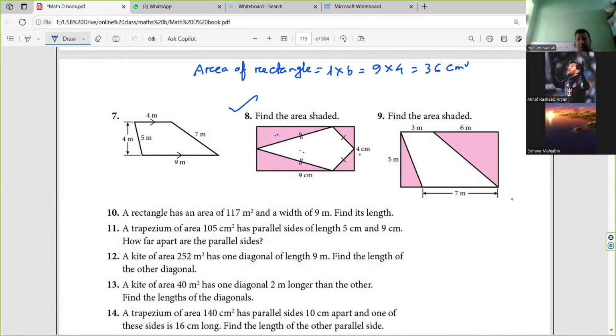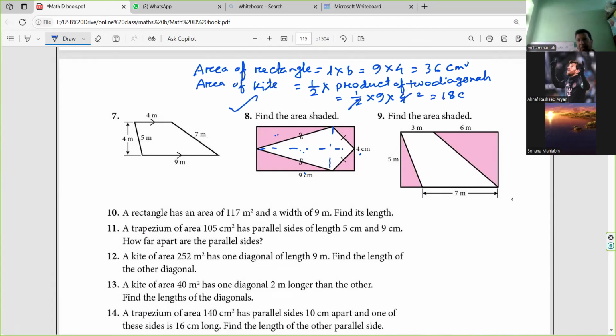And area of kite formula is half into product of two diagonals. So half, one diagonal is 9, it's also 9 here. Another diagonal is 4 here. So 2 and 4 cancel. It will be 18 centimeters square.